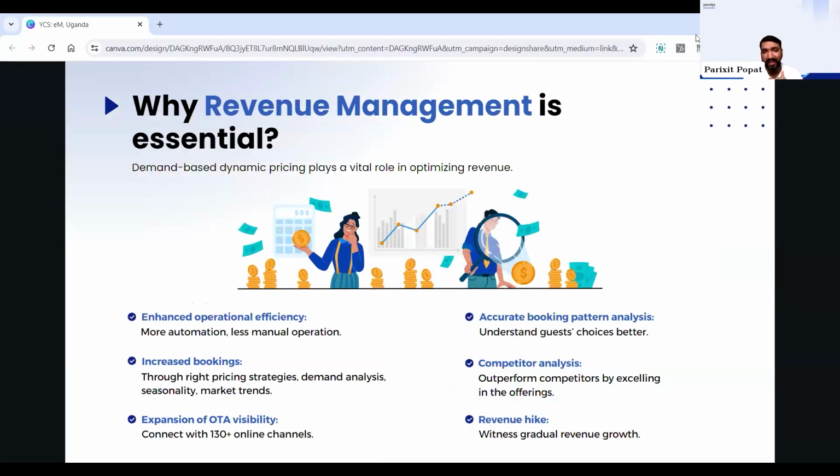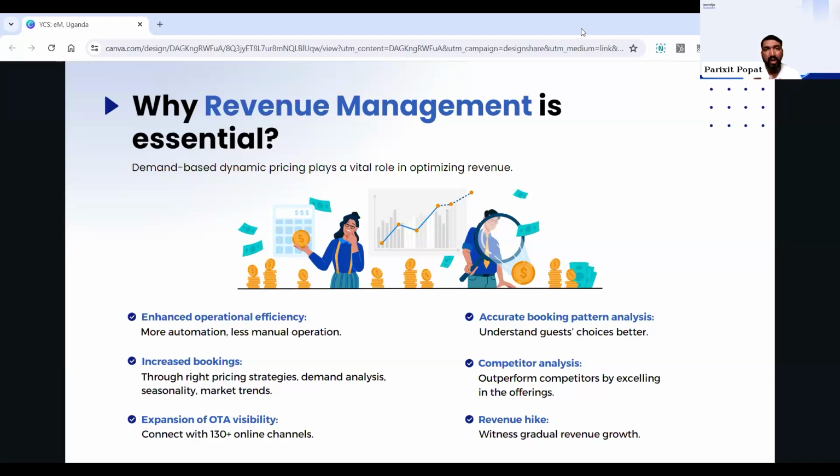And why is it essential? Revenue management is now essential because we want to enhance our efficiency, right? We have to look into operations, we have to look into the sales factor. We cannot be present everywhere and doing all the things. So we need more automation, where revenue management comes into the picture. When we do pricing based on revenue management strategies and not intuition, then we are likely to get more bookings. So it increases the bookings, thereby it increases our profitability.